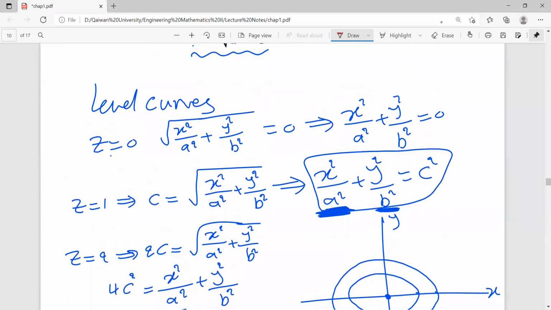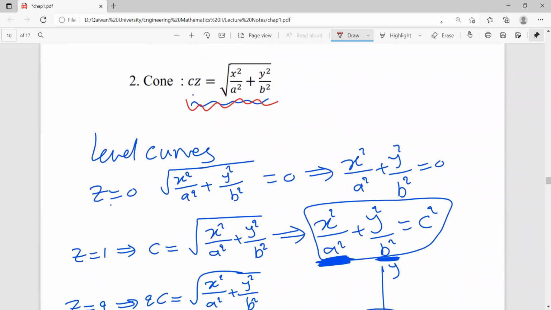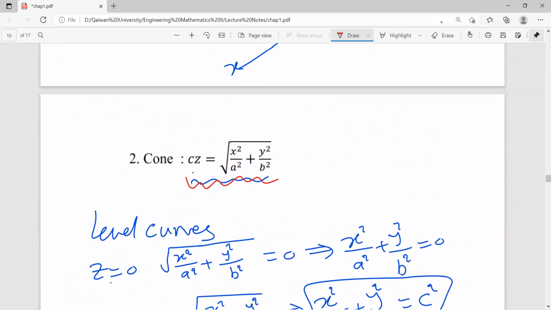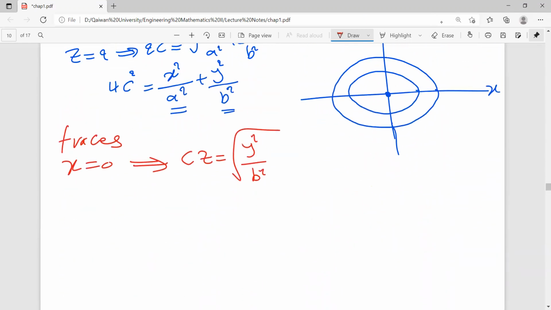If x is 0 in this equation, we get cz equals the square root of y squared over b squared. And we have an absolute value. By the definition of absolute value, the square root of something squared equals the absolute value of the term inside the square root. Here we have the square root of y squared over b squared, which equals the absolute value of y over b.